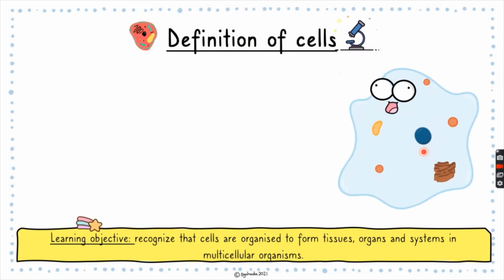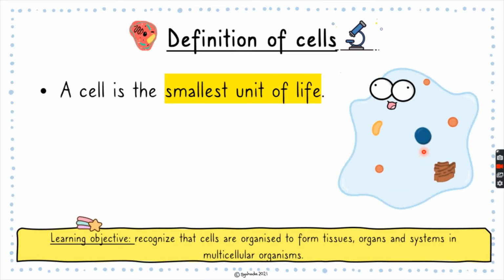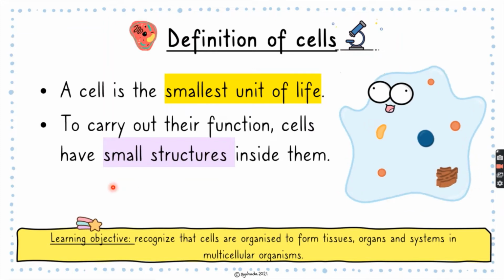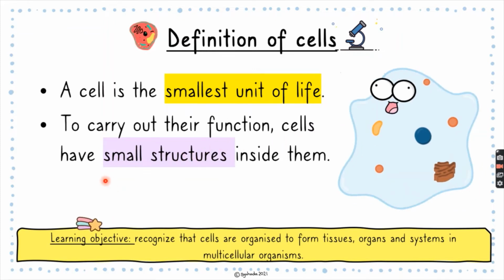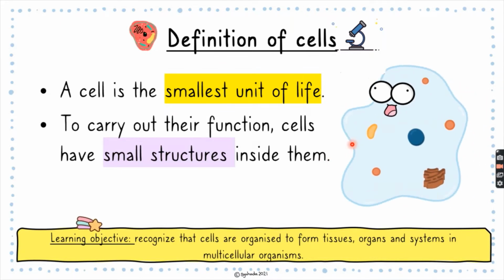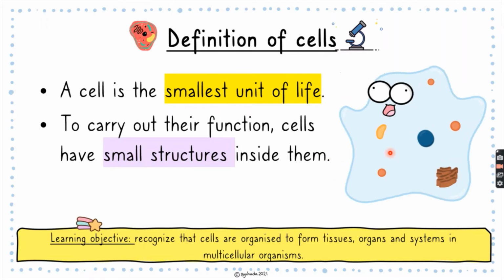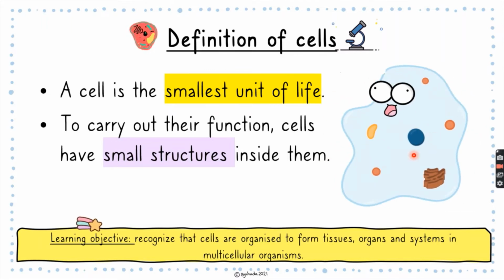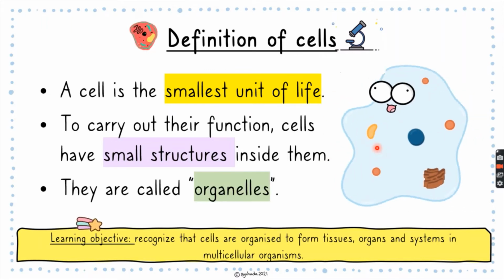But firstly, what are cells? The cell is the smallest unit of life. And to carry out their functions, cells have small structures inside them. So cells are not just a cell without parts. It actually has little parts in them. They are small and they have smaller parts inside them as well. And those smaller parts are what we call organelles.